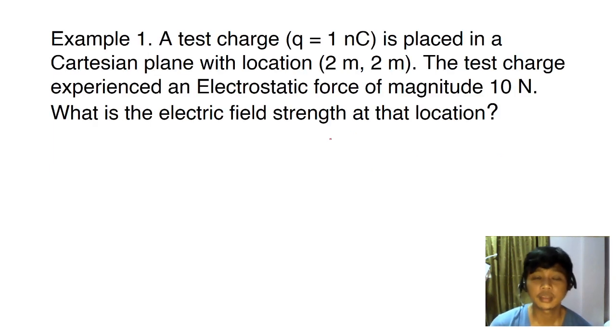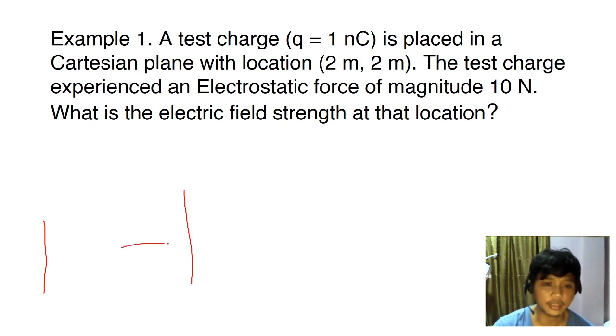First example, a test charge. A test charge Q equals 1 nanocoulomb is placed in a Cartesian plane at location (2, 2) meters. The test charge experiences an electrostatic force of magnitude 10 newtons. What is the electric field strength at that location? So you have to remember, this problem involves a test charge, and this test charge is placed at 2 meters, somewhere here.